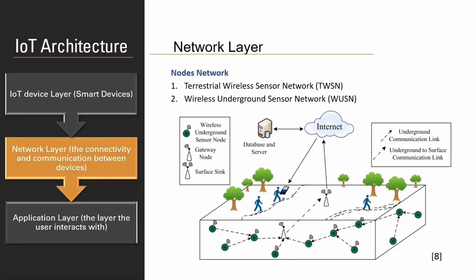Also, the network layer comprises a network of nodes, and when these nodes are above ground, they are called a terrestrial wireless sensor network. And when they are below the ground, they are called a wireless underground sensor network. And how these underground sensor networks communicate with the nodes above is by using a surface sink.